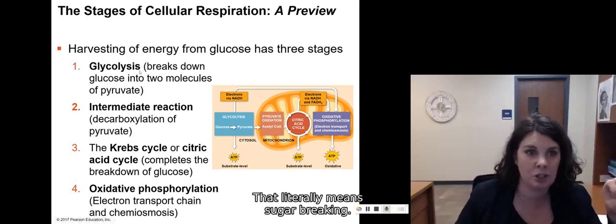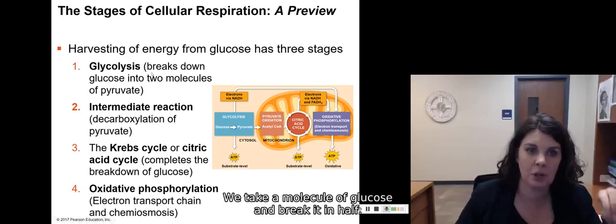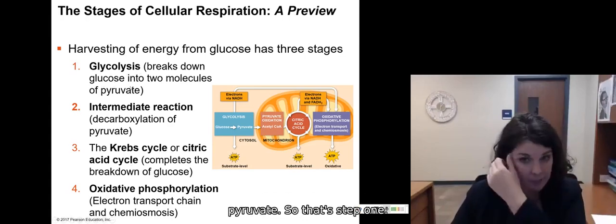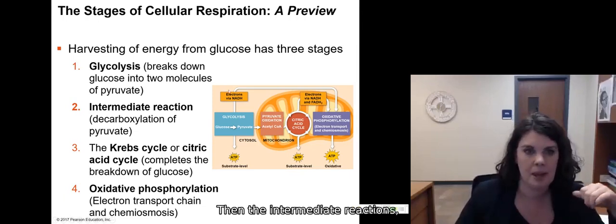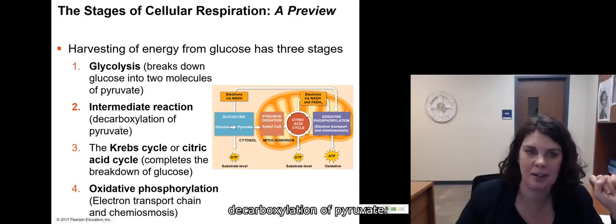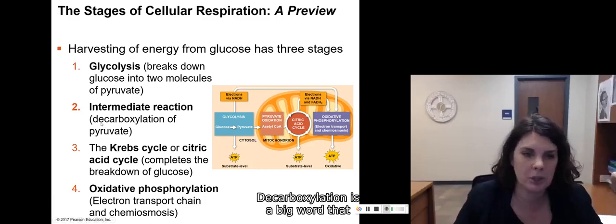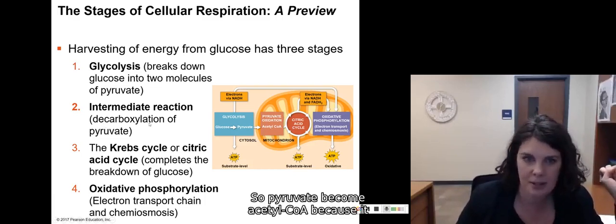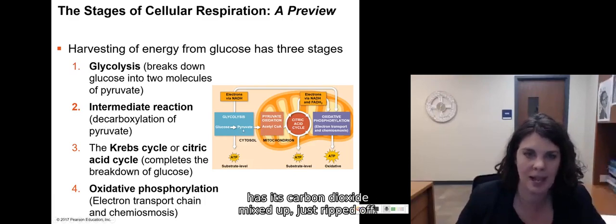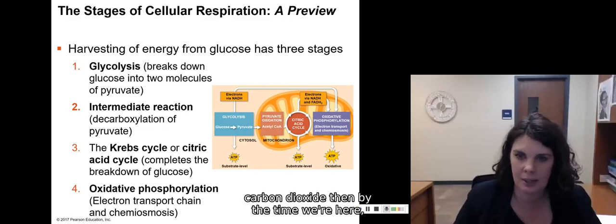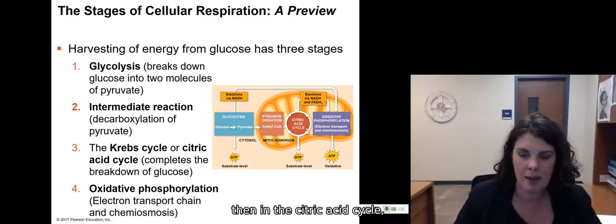Glycolysis literally means sugar breaking. We take a molecule of glucose and break it in half. When we break it in half, we make 2 molecules of pyruvate. Okay, so that's step 1. Then the intermediate reaction is the decarboxylation of pyruvate. Decarboxylation is a big word. It means to yank off a carbon dioxide. So pyruvate is going to become acetyl-CoA because it has had its carbon dioxide yanked off. So we've already breathed out a couple of carbon dioxides by the time we're here.